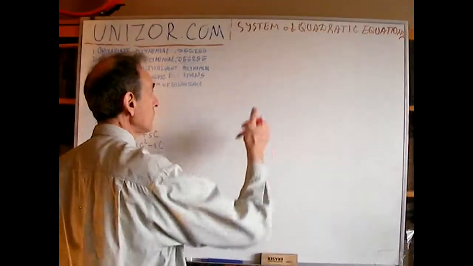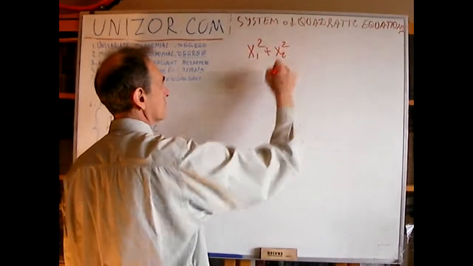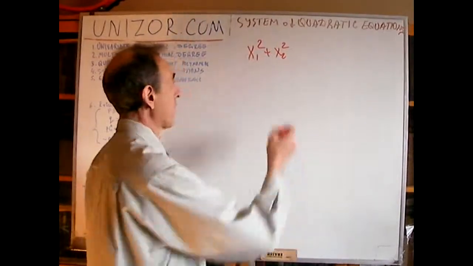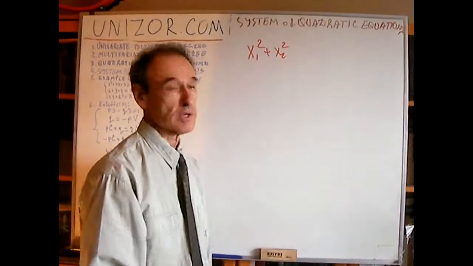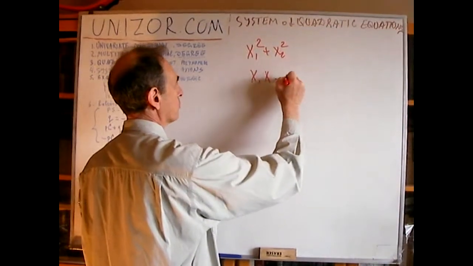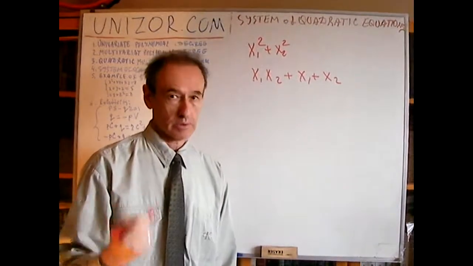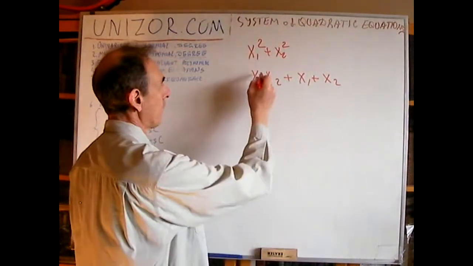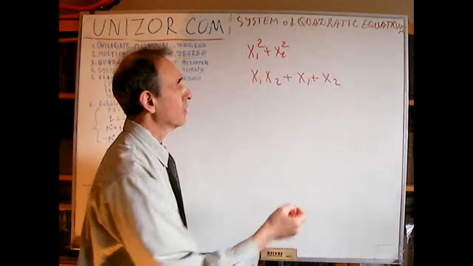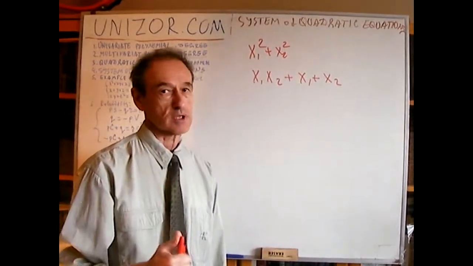Well, for instance, x1 squared plus x2 squared. This is quadratic because the maximum power, combined power, is 2. Now, x1 x2 plus x1 plus x2. This is also a quadratic polynomial because the maximum power is 1 plus 1, which is 2. These are less than that. So the maximum power is 2, so this is a quadratic polynomial.